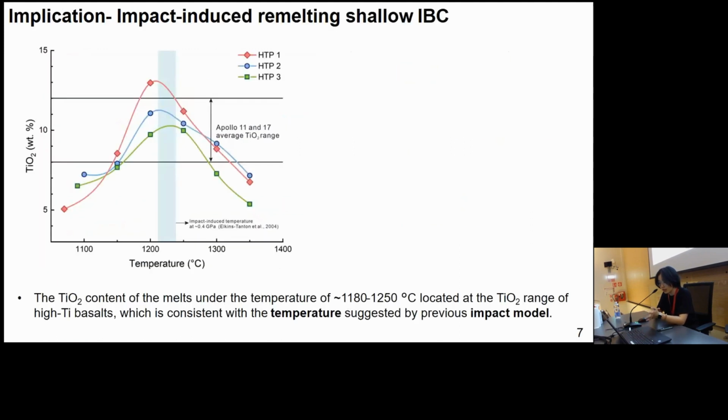After the major element and rare earth element constraints, we reveal our results, and we plot the temperature and titanium content relationship. We can see that to get the right range of titanium content, the temperature is around 1180 to 1250. This is consistent with the previous impact model temperature, which is around 1210 to 1240.